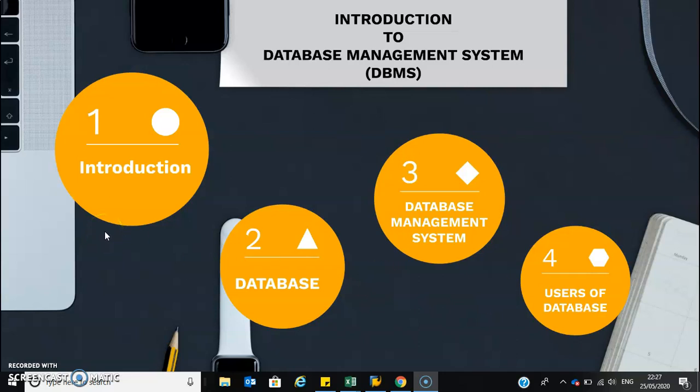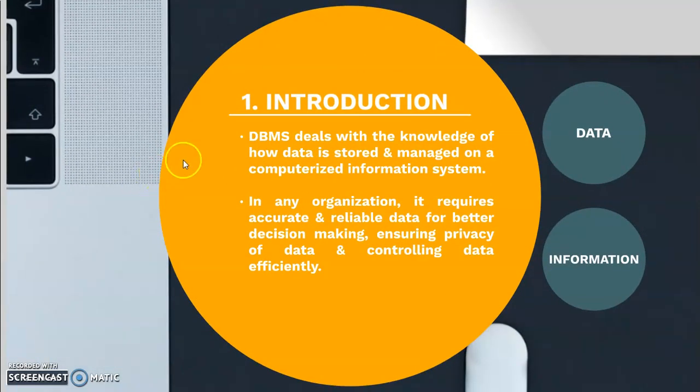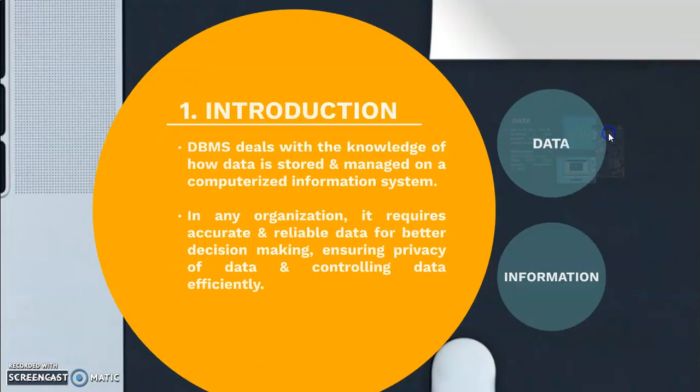In a computerized information system, data is the basic resource of an organization. So proper organization of management for the data is required to run the organization smoothly. DBMS deals with the knowledge of how data is stored and managed on the computerized information system. Any organization requires accurate and reliable data for better decision making, ensuring privacy of data and controlling data efficiently. Now we will see what is data.